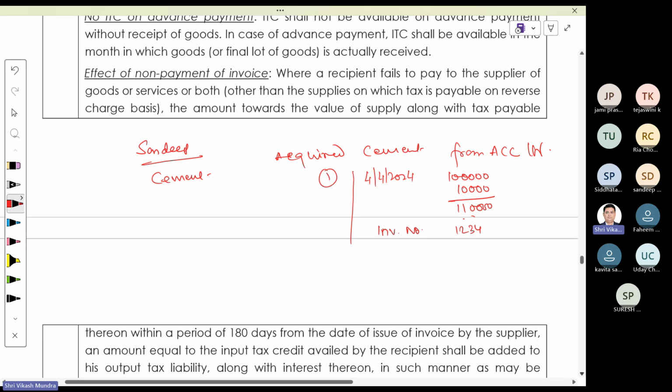On the basis of this information, he claimed ITC of rupees 10,000. Whether he is eligible to claim that or not. Anyone? Is he eligible to claim that 10,000 as ITC against this invoice? Yes or no?